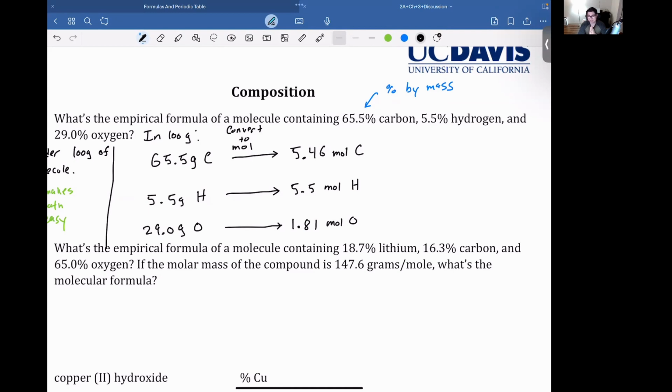Now, that's not really helpful when you're talking, right? No one wants to talk like that. It's like I have 1.81 moles of oxygen. It doesn't really make sense. So to make this sound better, and also so we can put it into a formula, what you're going to do is divide by the smallest mole.